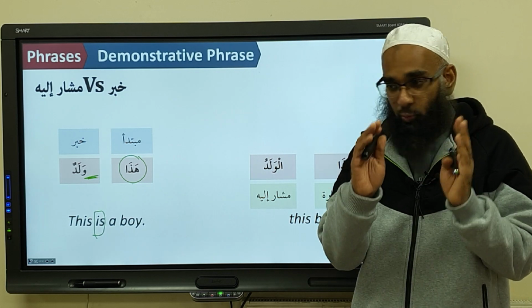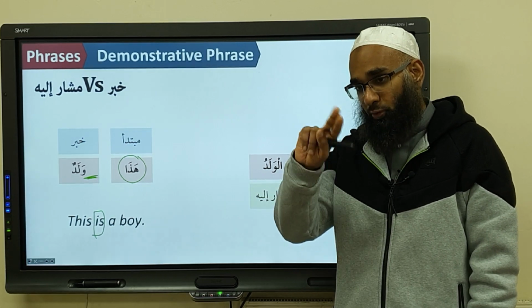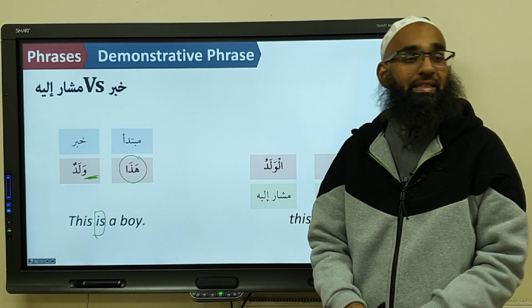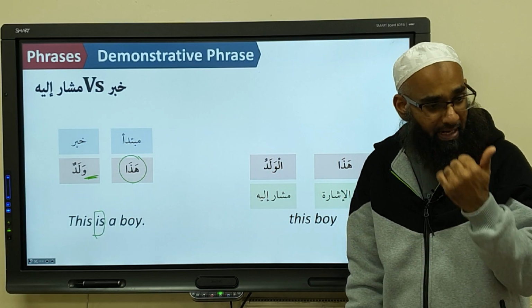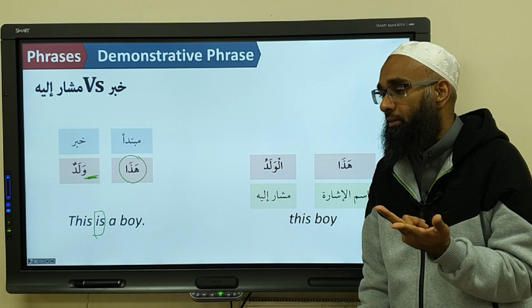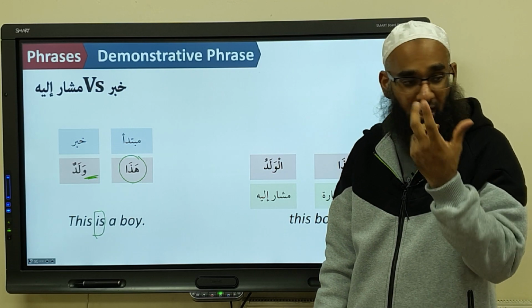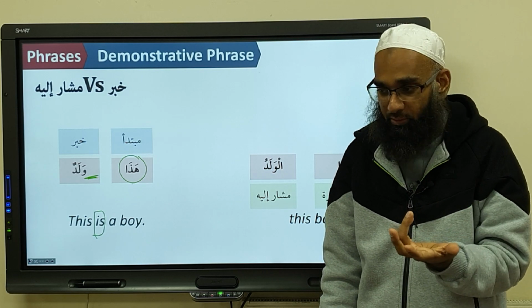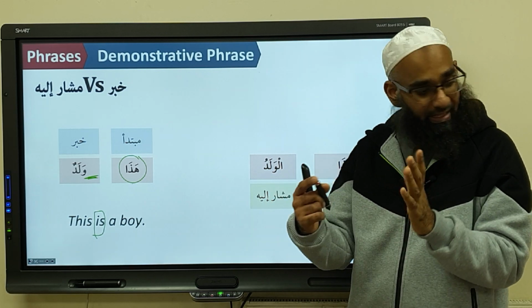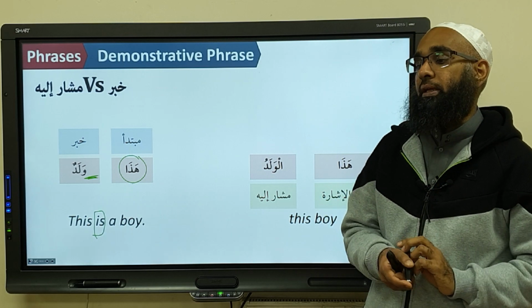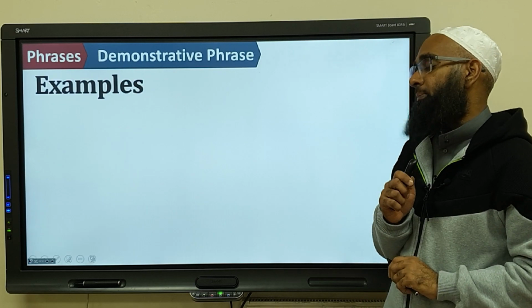So to differentiate between the mubtada khabar and the man'ut na'at and the ism ishara musharun ilayh is the ding and the ing concept. If they match in ing, then you say what? They are mubtada khabar. And if the ism ishara and the word after has alif lam, it is ism ishara musharun ilayh. And if it's matching in ding, it is man'ut na'at or ism ishara musharun ilayh. Is that clear? Let's try a few examples.